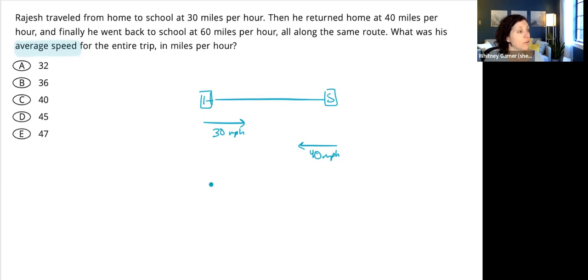And then I've got another trip back at 60 miles per hour. And then notice that for each of these, they say it's the same distance, right? All along the same route.